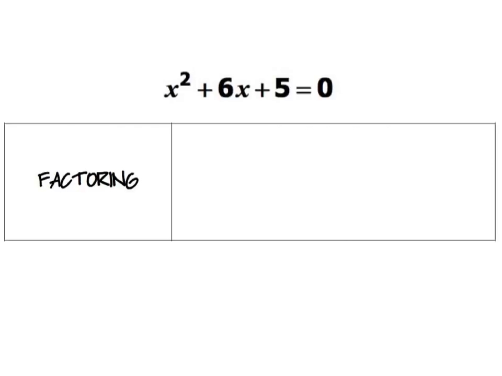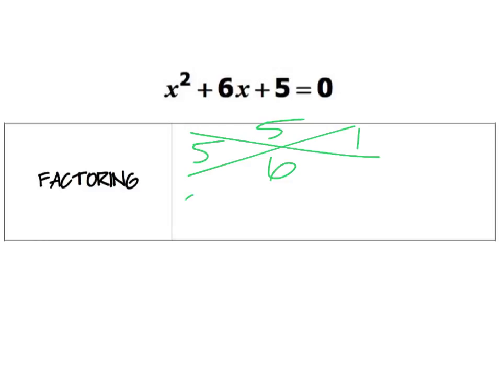Alright, so now we can also solve this problem by factoring. Because there's no coefficient in front of the x squared, it's just 1, we can solve this by just straight diamond method. So we make a diamond, put 5 on top, 6 on the bottom. We want two numbers that multiply to 5 and add up to 6. So that would be 5 and 1.